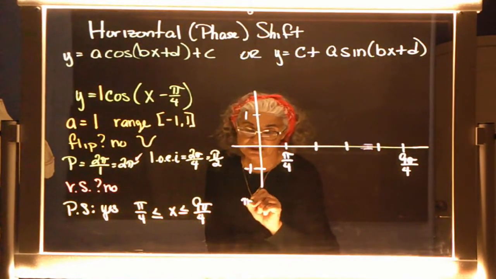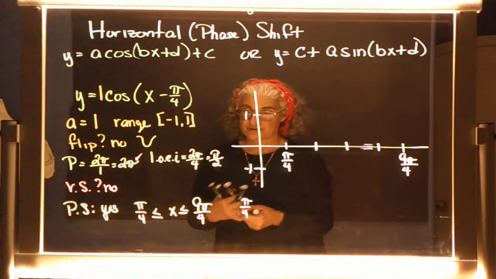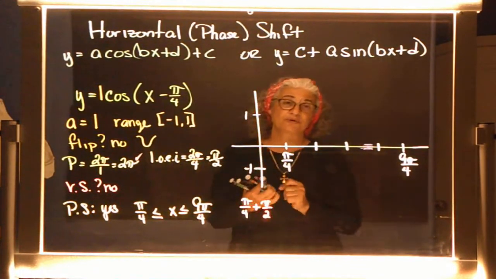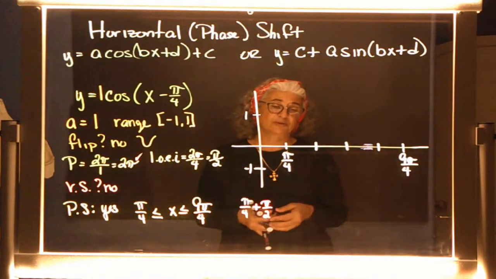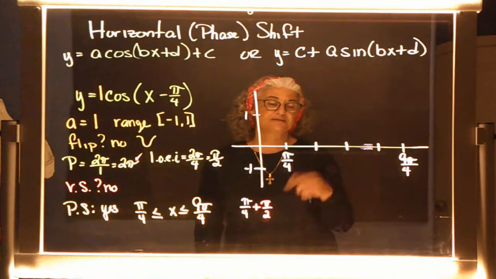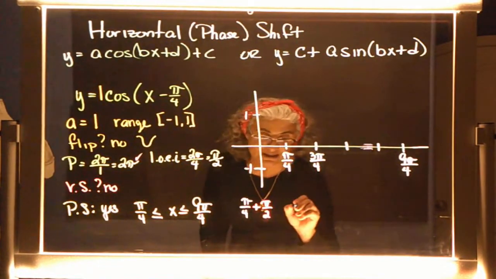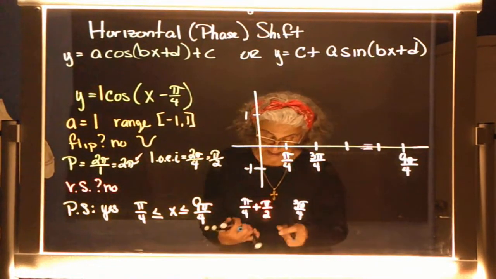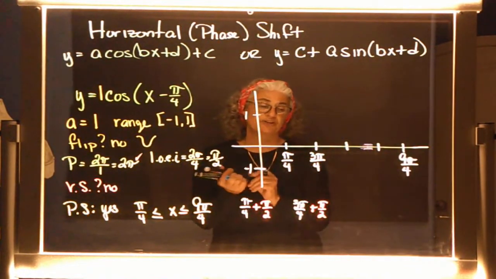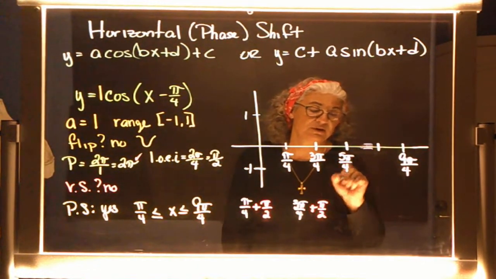Okay, so I'm supposed to start at pi over 4. The length of each interval is pi over 2. So, what's 1/4 plus 1/2? That's basically what you're adding, isn't it? Okay, you take care of your fractions, I'll take care of mine. That's 3 pi over 4, isn't it? So now I have to take 3 pi over 4, and I have to add to it that length, which is pi over 2. Okay, you add your fractions, I'll add mine. Good. 5 pi over 4.